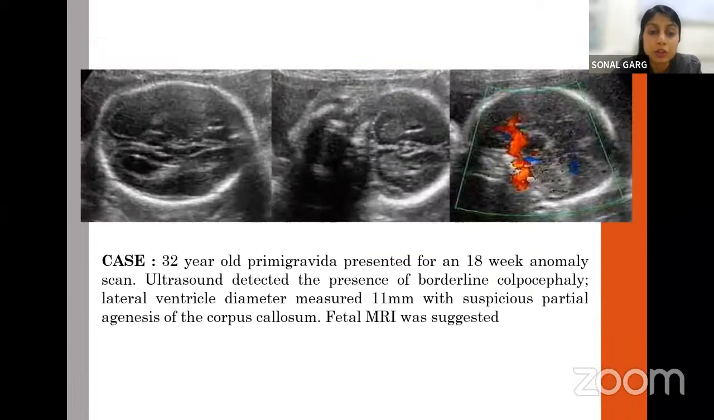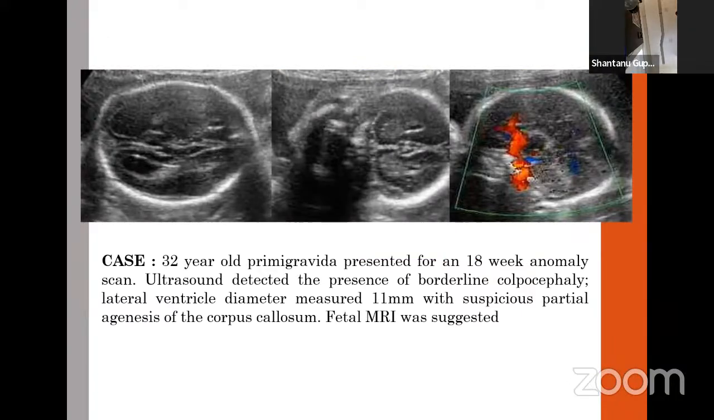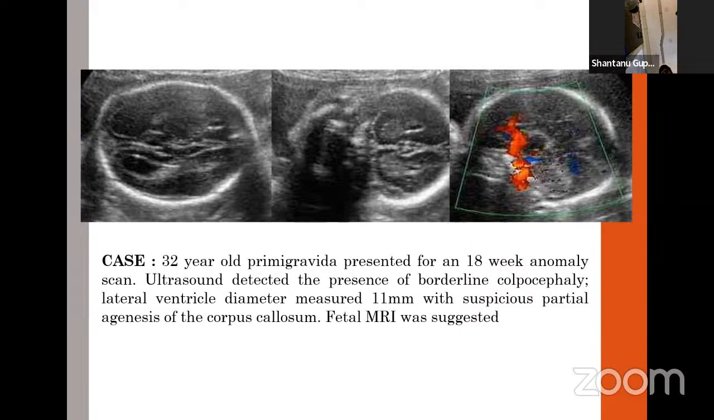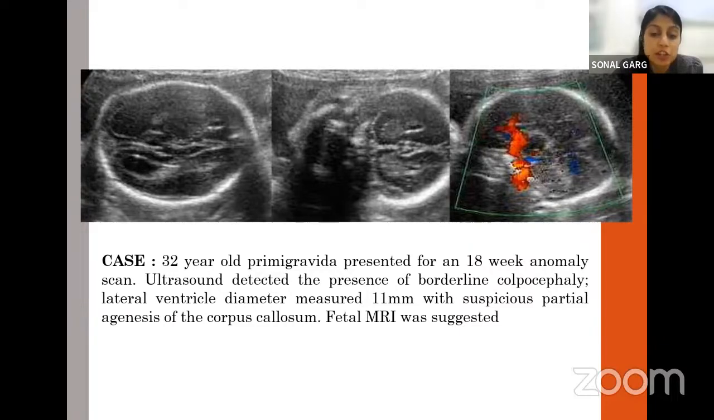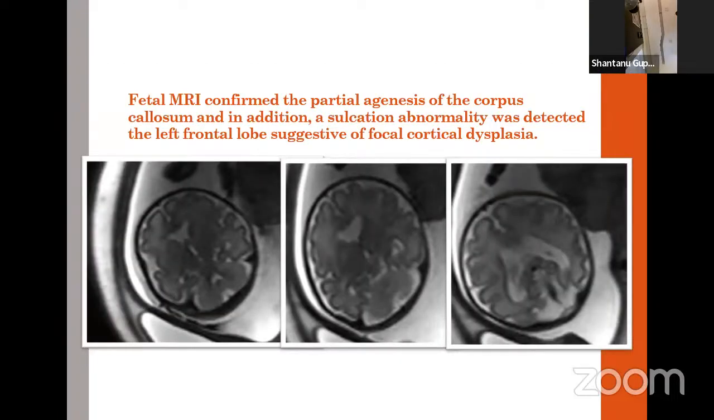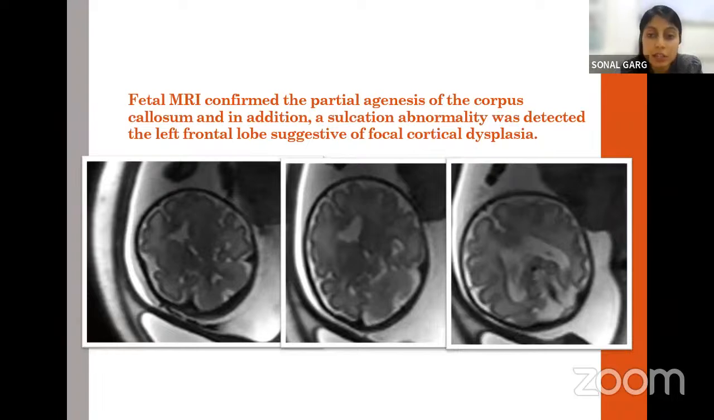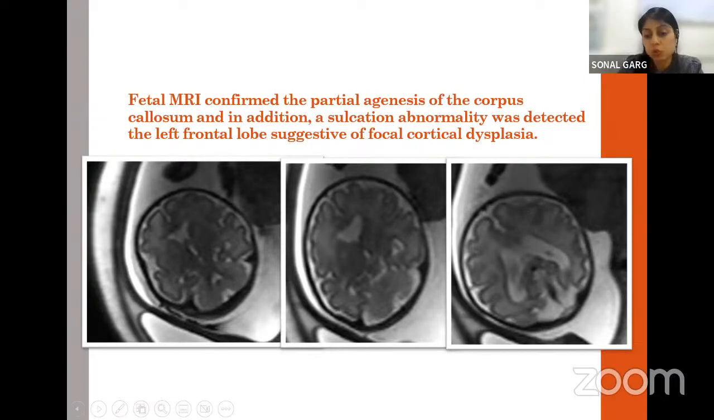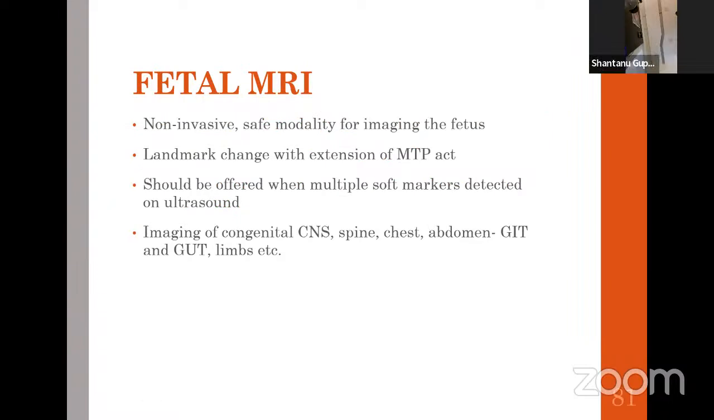Now, this is a 32-year-old primigravida who presented for an 18-week anomaly scan. Ultrasound detected a borderline colpocephaly with suspicious partial agenesis of the corpus callosum. So a fetal MRI was suggested, and here you can see that in addition to the partial agenesis of the corpus callosum, there is a focal cortical dysplasia in the left frontal lobe, and the patient chose to terminate the pregnancy.